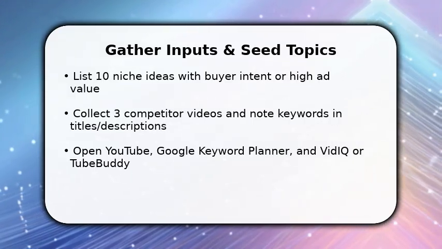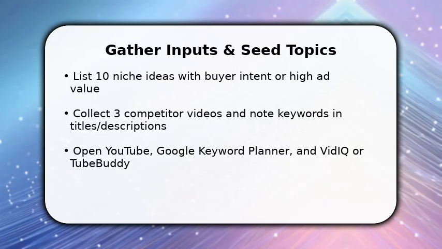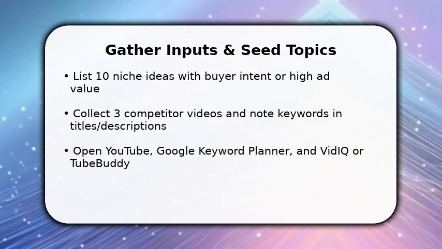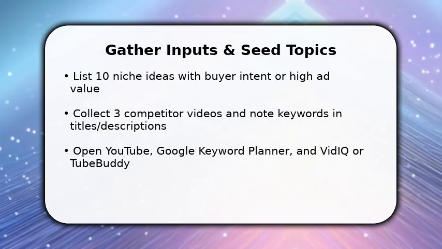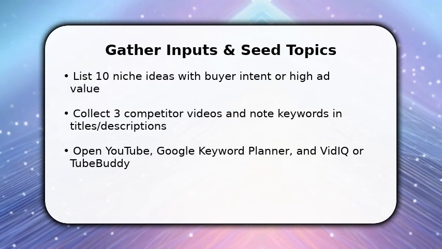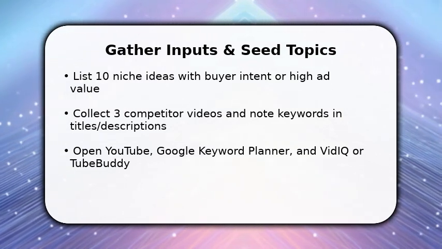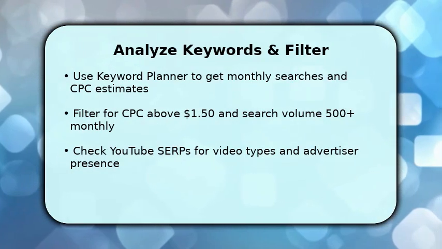Next, open Google Keyword Planner plus a YouTube SEO tool like vidIQ or TubeBuddy. These tools give search volume and estimated CPC, vital for CPM prediction. While you set these up, create a simple spreadsheet to log keywords, volume, CPC, and intent so you can compare results quickly. Now perform targeted analysis.